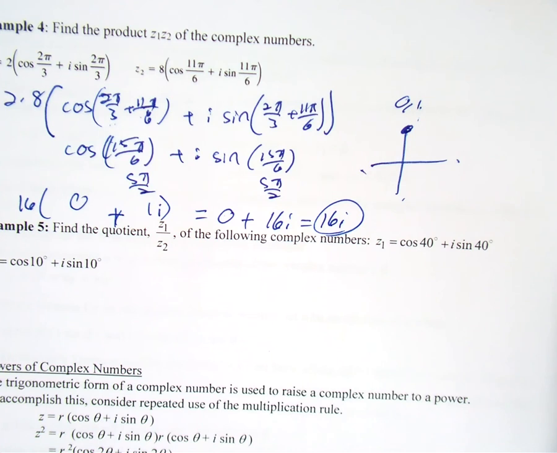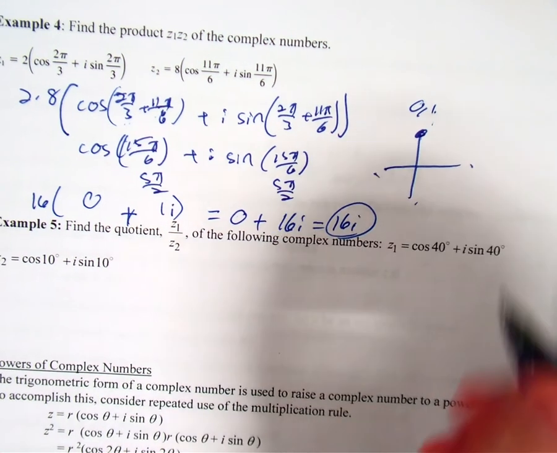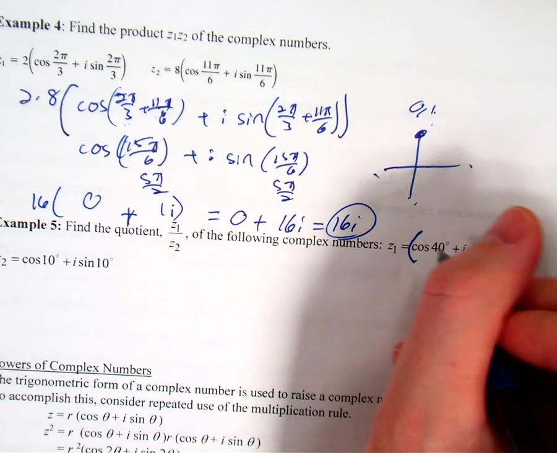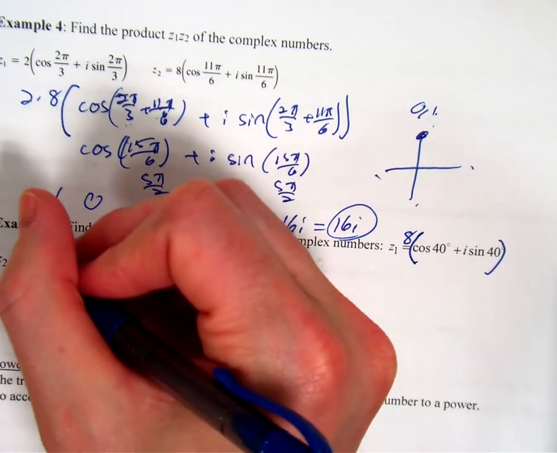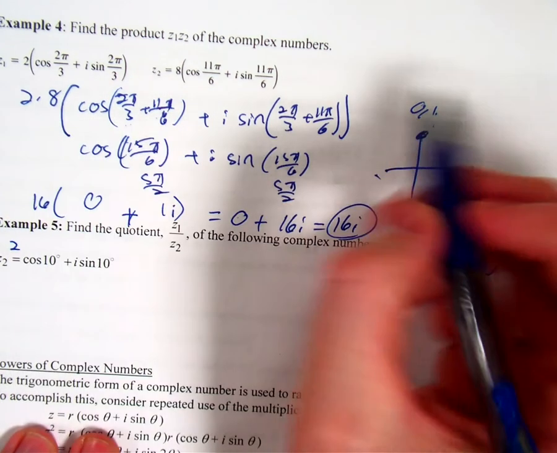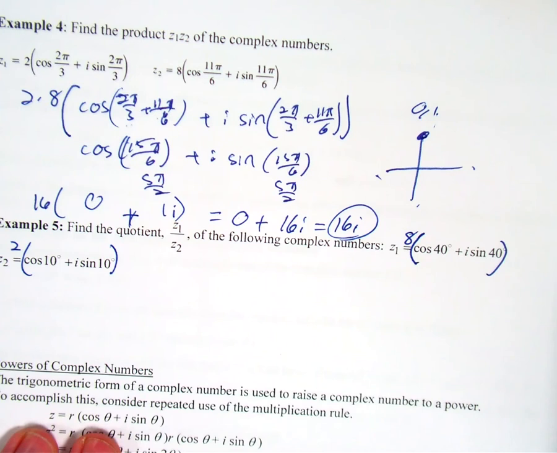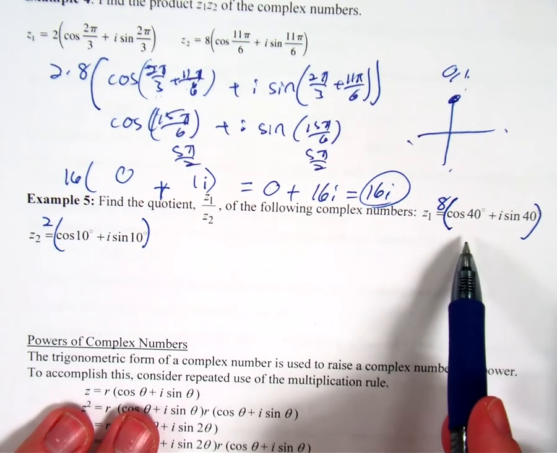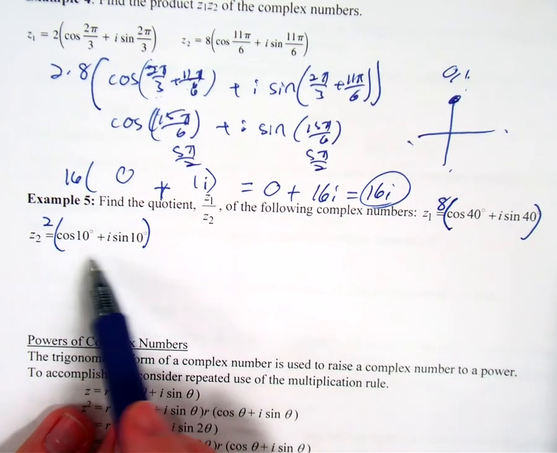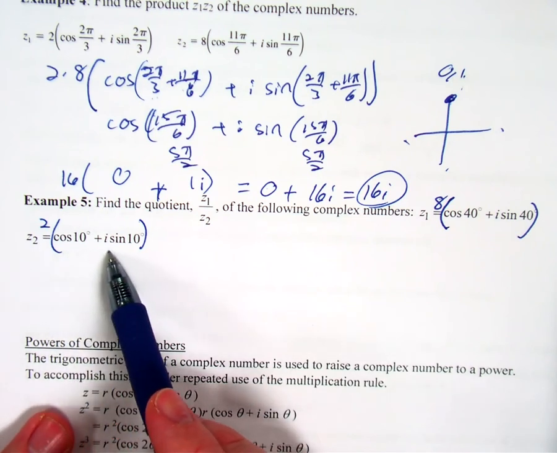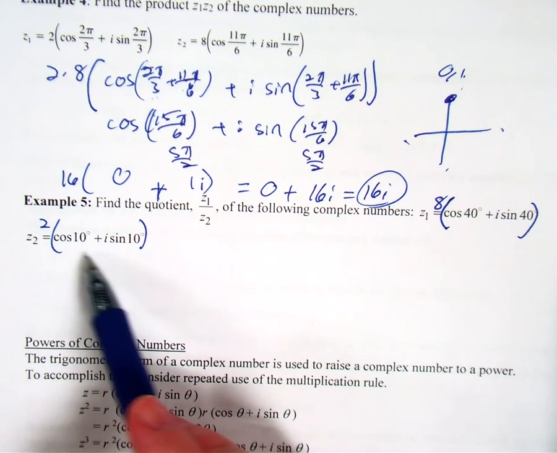Same deal here with division. All right, you divide, and I don't like what they did here with this one. We'll throw some numbers on in front because they didn't even give us a number in front. So we'll say this was an 8 in the front, and we'll say this was a 2 in the front of this one. So it's 8 cosine 40 degrees plus i sine 40 degrees divided by 2 cosine 10 plus i sine 10.